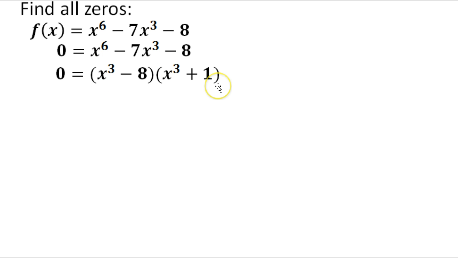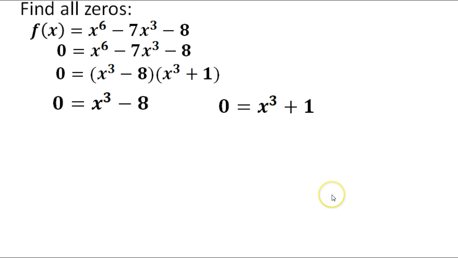Okay, so now that we have that, what we're going to do is set each one of these equal to 0. So we set x cubed -8 equal to 0, and x cubed plus 1 equal to 0. Now we're going to go through and solve each one of these. Let's start with this one over here. I need to move my 8 over to the other side, so I add 8 to both sides. I find out that 8 is equal to x cubed. Well, that's great, but I don't want to know what x cubed equals. I want to know what x equals.